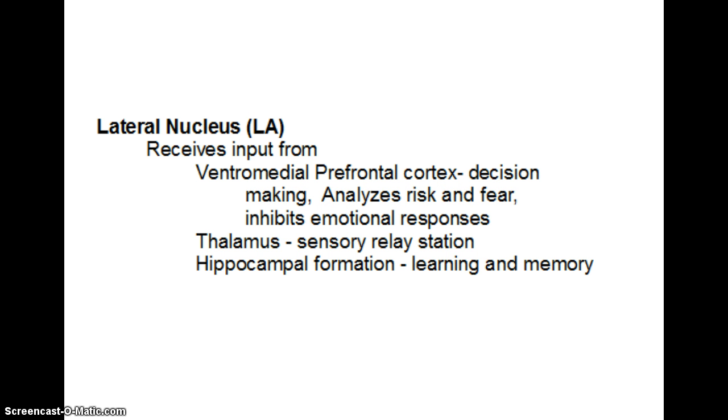The lateral nucleus receives input from the ventromedial prefrontal cortex, which you'll remember is important for decision making, and it's going to analyze risk and fear in that decision making, which makes sense because we're talking about emotional issues and the emotional role that the prefrontal cortex will play. And it's also going to be important in inhibiting emotional responses, as we'll see a little bit later.